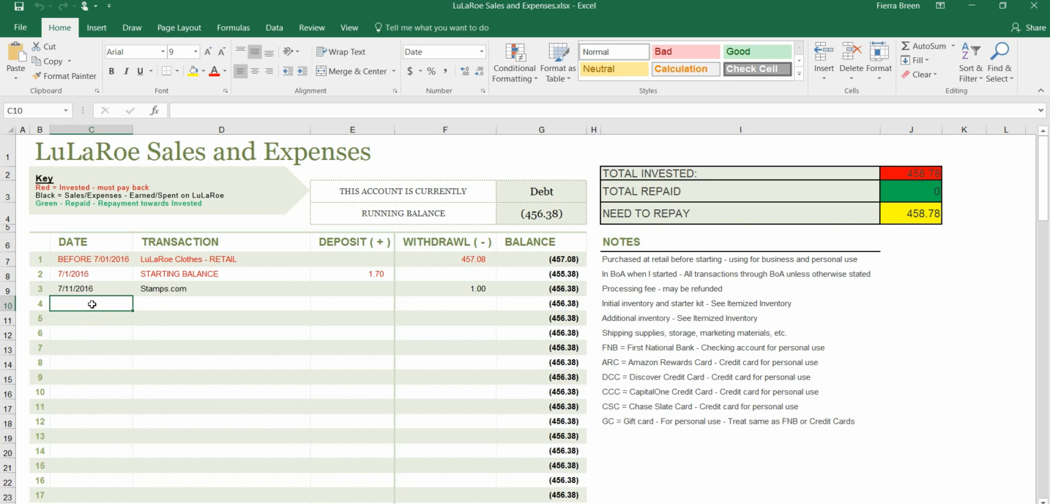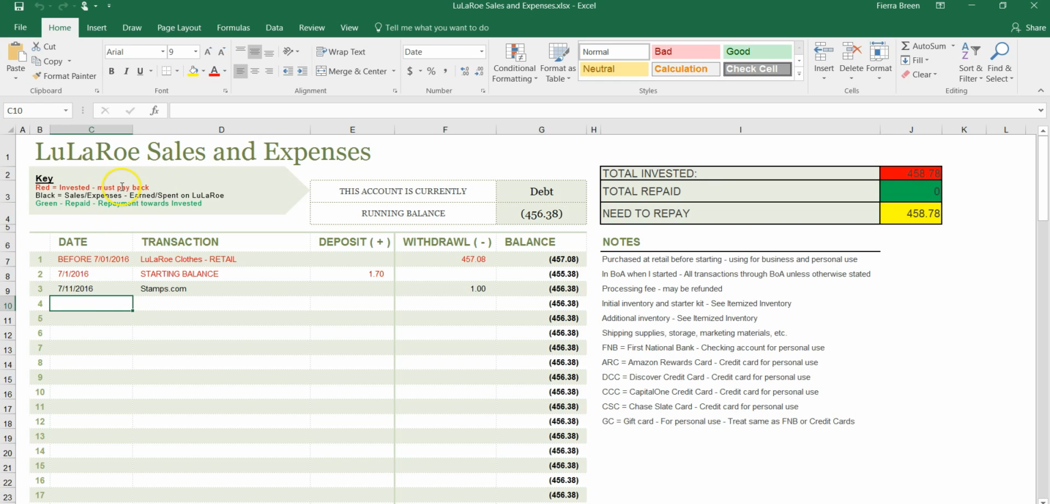Okay, so this is the LuLaRoe spreadsheet that I was talking about in my introductory video. I'm just going to give you a quick walkthrough of what I've got going on here. This is basically a modified T-form template where I changed some of the formulas to suit my own needs, and I'm going to walk you through it.